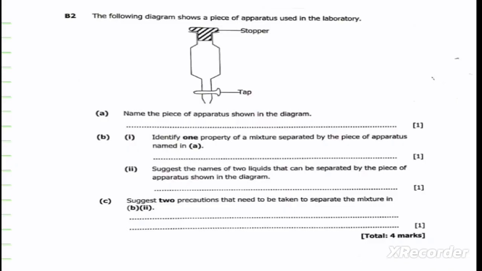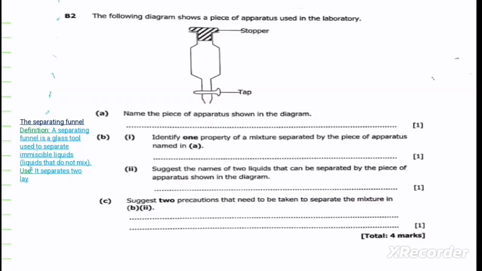So this piece of apparatus is what we call the separating funnel. So what is a separating funnel, and why is it important? How is this separating funnel used in the laboratory? A separating funnel is a glass tool used to separate immiscible liquids.